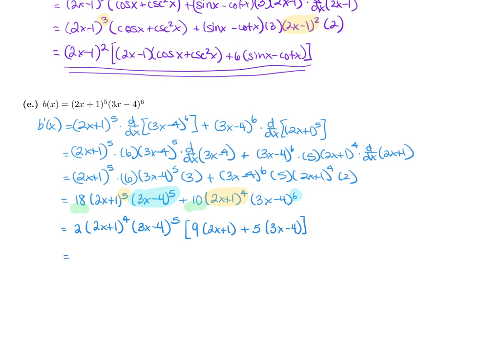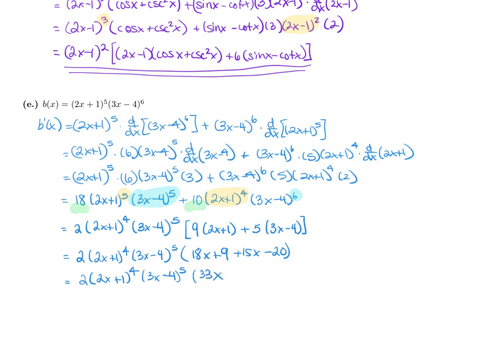So this should simplify into something really nice to look at. So we have 2 times 2x plus 1 to the 4th times 3x minus 4 to the 5th. And on the inside here, we get 18x plus 9 plus 15x minus 20. When we do a little bit more simplifying, we end up with 18 plus 15 is 33x, and 9 minus 20 gives me negative 11.